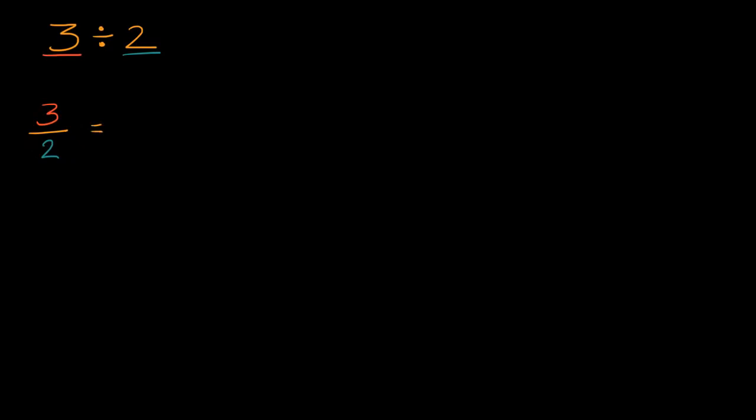Let me write that down. So this is the same thing as 2 plus 1 over 2. And I'm really doing every step here to hopefully make things clearer, which is the same thing as 2 over 2. So that's 2 over 2 plus 1 over 2. Plus 1 half. I could break this up into 2 over 2 plus 1 half. Now 2 over 2 is just 1. And so this is going to be equal to 1 and 1 half.